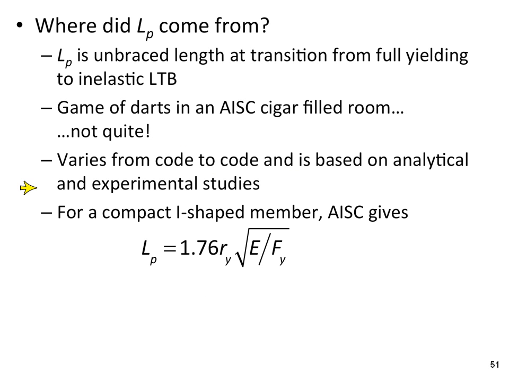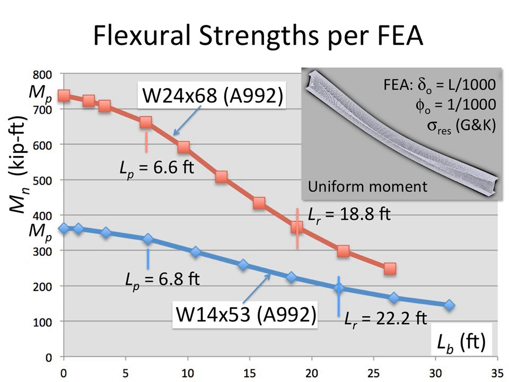Where did L_p come from? That one's a little bit more difficult. This transition from full yielding into inelastic LTB, well, it didn't come from an AISC cigar-filled room with people playing darts. It really varies from code to code, and is completely based on analytical and experimental studies. AISC's equation we've been using is this one here, 1.76 times the minor axis radius of gyration times the square root of E over F_y. So I thought you might find it interesting.